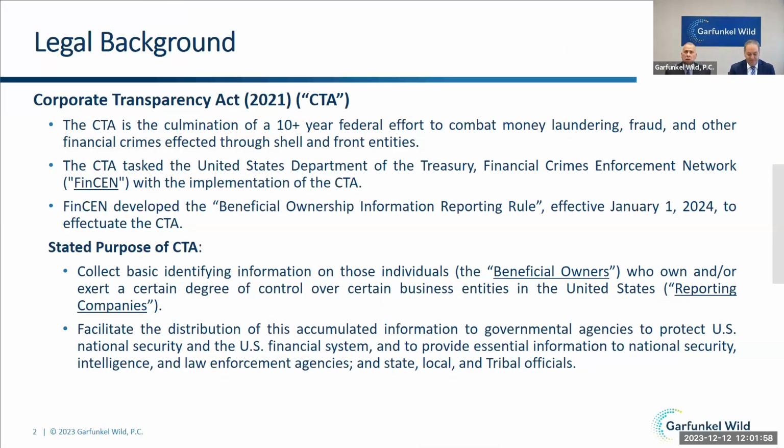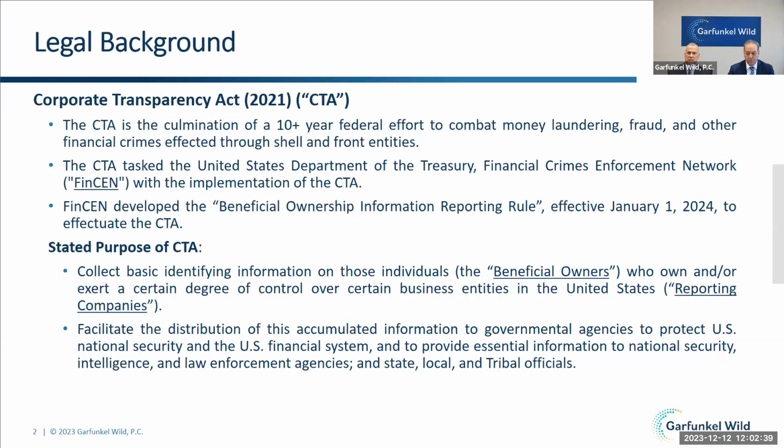The legal background. The Corporate Transparency Act was the product of a 10-year federal effort to combat money laundering, fraud, and other financial crimes that were effectuated through shell and front entities. It was enacted in 2021, and it tasked the United States Department of the Treasury's Financial Crimes Enforcement Network, referred to as FinCEN, with the implementation of the CTA. FinCEN developed the Beneficial Ownership Information Reporting Rule, effective January 1, 2024, to effectuate the CTA.